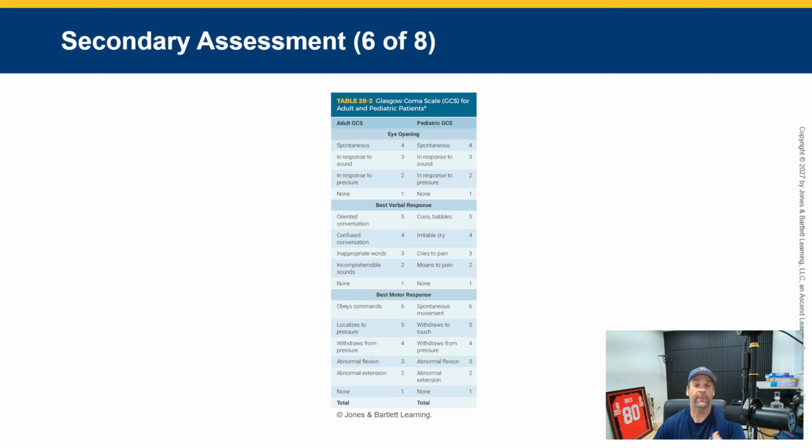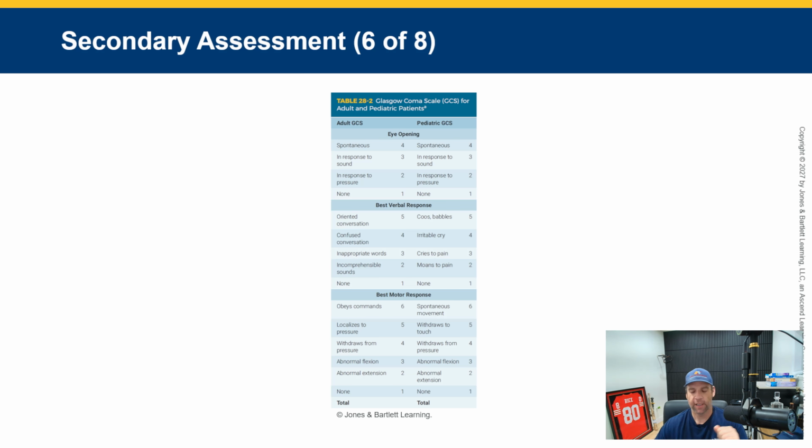Lastly, we have motor. Okay, so motor has a max score of 6. The low score is a 1. A 6 means that they actually follow commands. So if you arrive on scene, the patient's standing up, you tell them to sit down, and they sit down. They follow commands. You ask them, "Oh, sir, can I see your hand so I can take your pulse?" And they do it. That's a follows command. So that's a 6. Okay.